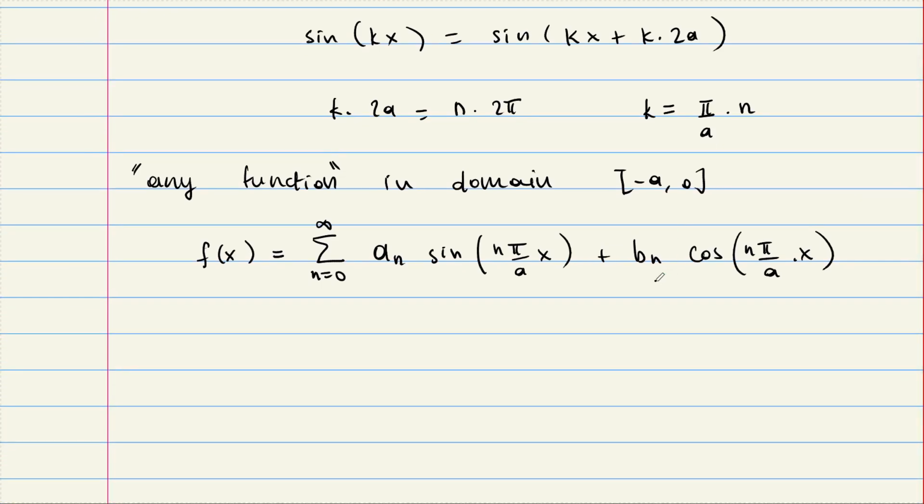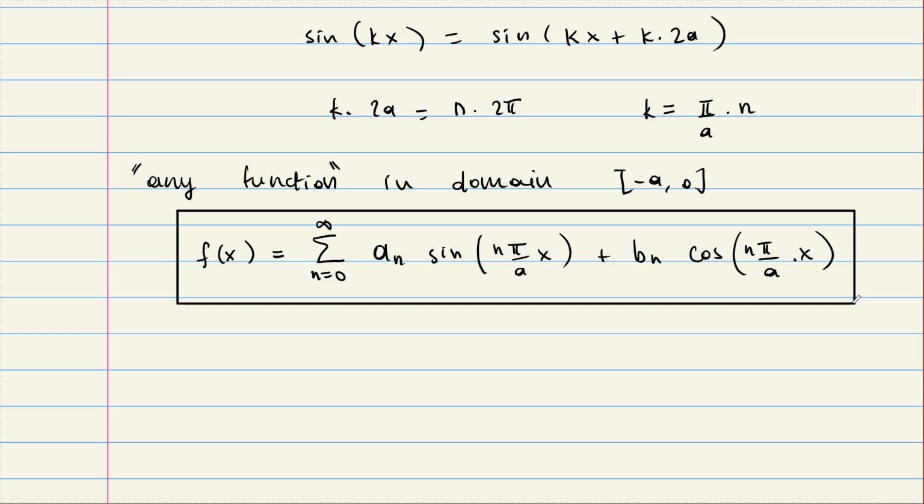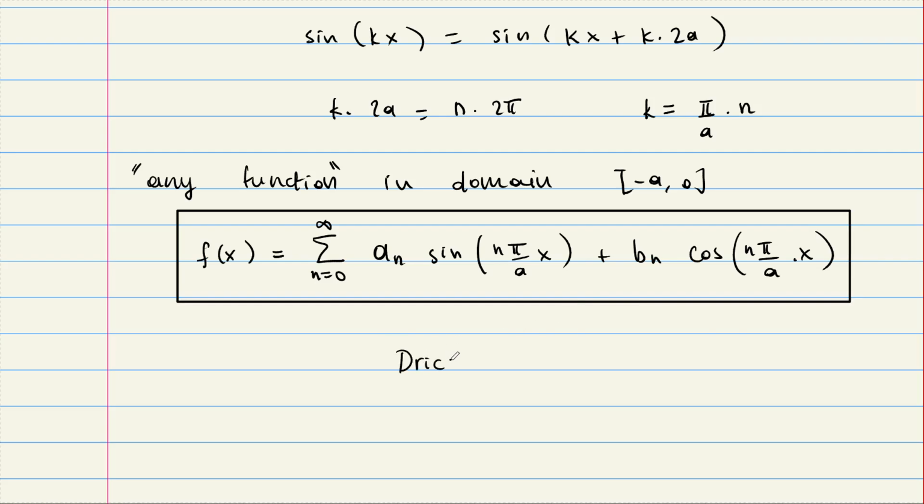We call this, let me box that in, a Fourier series, and this is Dirichlet's theorem. Any function in that domain can be written in terms of sines and cosines. Some people want to write the zeroth term separately and start from 1, but use your own convention. I'm just copying what the book gave me. This is the expression in the book.